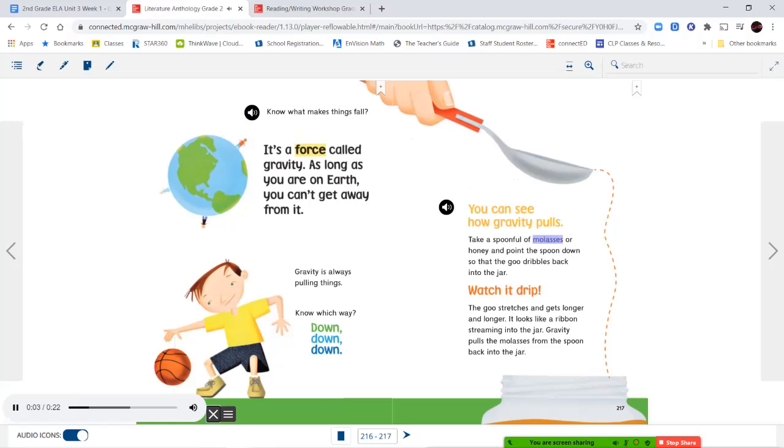Take a spoonful of molasses or honey and point the spoon down so that the goo dribbles back into the jar. Watch it drip. The goo stretches and gets longer and longer. It looks like a ribbon streaming into the jar. Gravity pulls the molasses from the spoon back into the jar.